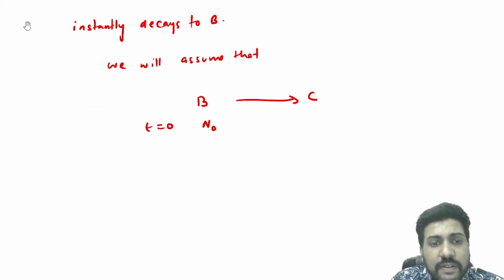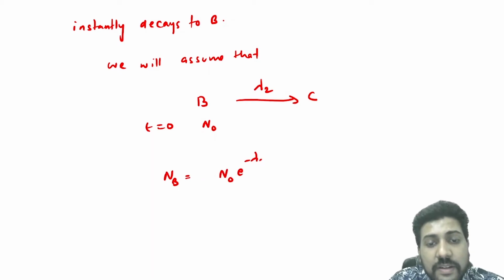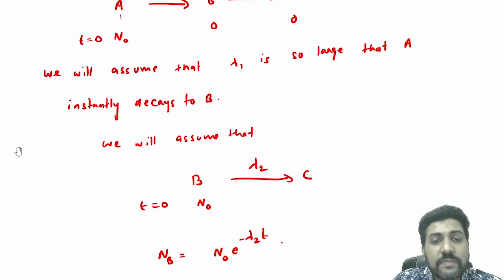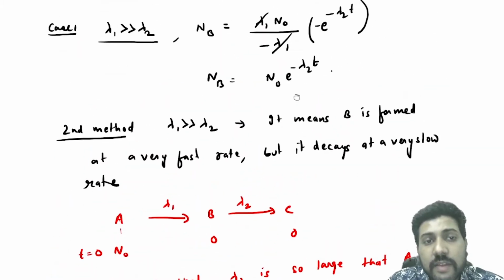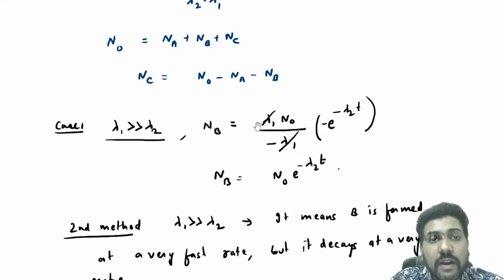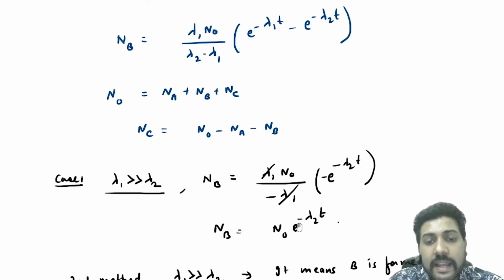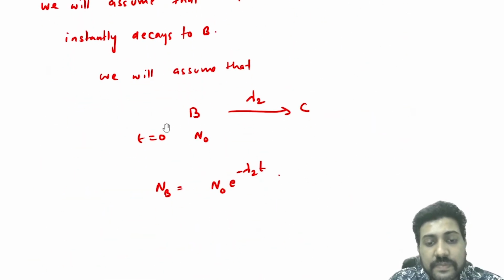In that case, what will you say? In that case, this becomes a simple radioactive reaction, right? And you will get NB is equal to N naught e power minus lambda 2 t. This is precisely what we got in the approximation that we have done on the formula. Okay, and not e power minus lambda 2 t.